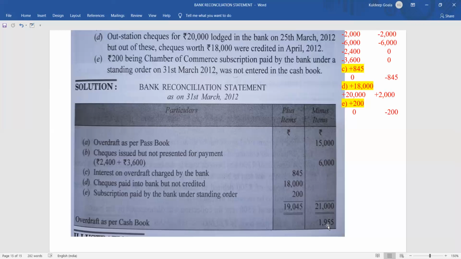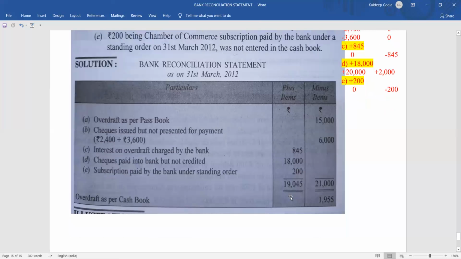This type of problem may arise in your practicals. In any case, if you find that the plus item is more, you started with overdraft, but the plus item is more. Assume that instead of 19,000, for example, the amount is 25,000. The total of plus items is 25,000 and the minus items is 21,000. That means your plus item is more. How much more is the plus item? 4,000, isn't it? Then where will you write? You will write it in the column of plus item.